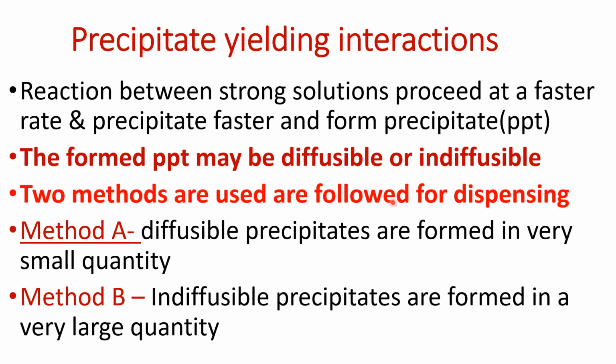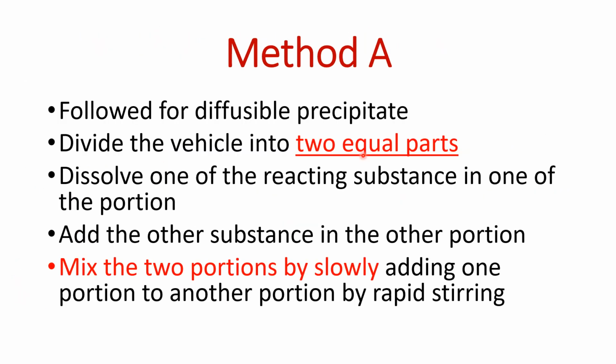So there are two methods that are used to dispense the diffusible and indiffusible precipitates. Method A, method B. What are the two methods used for dispensing the diffusible and indiffusible precipitates? Method A and method B. Now what is method A? Method A is very simple.